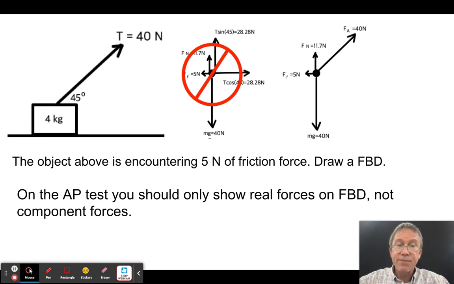That's a little bit frustrating. So here, these three were given to me. I had to use this information to find this one, but I don't draw the component forces. I draw the actual tension. So this is a real force. The string is doing this. This is a real force. Gravity's doing this. This is a real force. Friction is doing this, and this is a real force. The floor is doing this. This and this are not real forces.